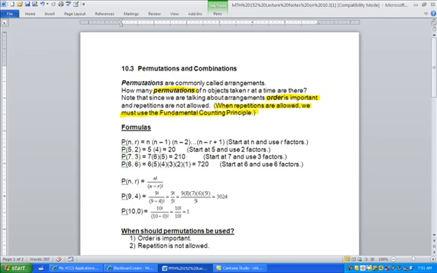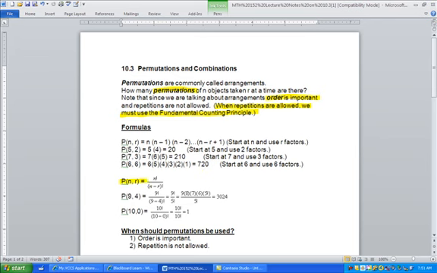Permutations of 7 taken 3 at a time, we start at 7, and we'll have 3 factors, so 7, 6, and 5 give us 3 factors. Multiplying that out, we get 210. Permutations of 6 taken 6 at a time, we're going to start with 6, and we'll have 6 factors. So 1, 2, 3, 4, 5, 6, we get a product of 720.